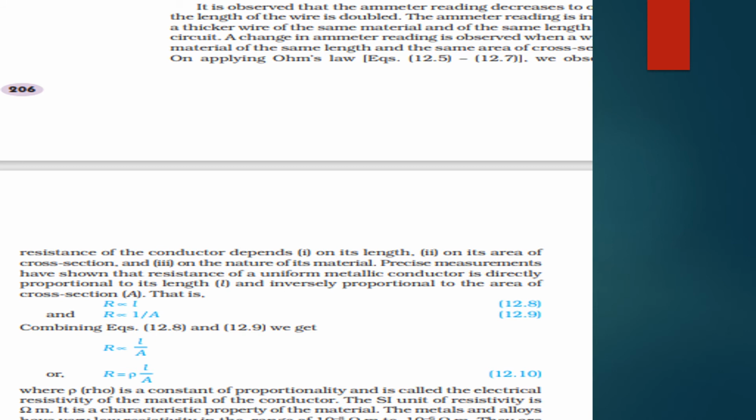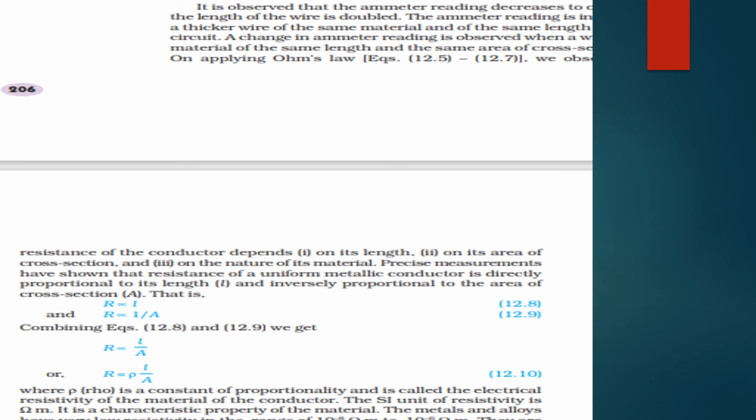Another thing we have found is that whenever the cross-sectional area increases, the current increases. If current increases, the resistance decreases. So we can say resistance and area of cross-section are inversely proportional. We can write R proportional to 1 by A. Now if we combine both equations, we can write R proportional to L into 1 by A. As a result, R proportional to L by A.